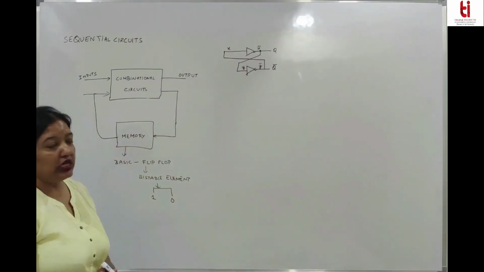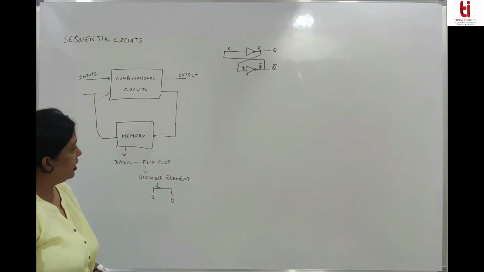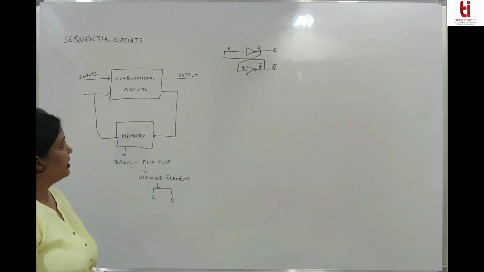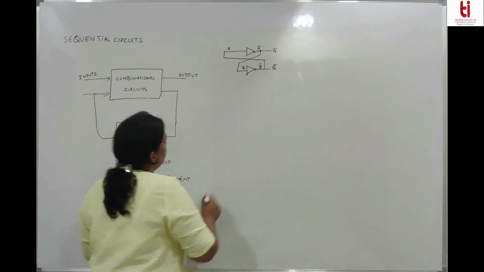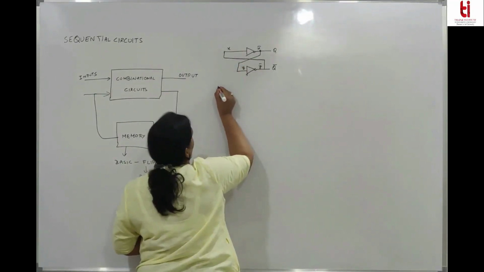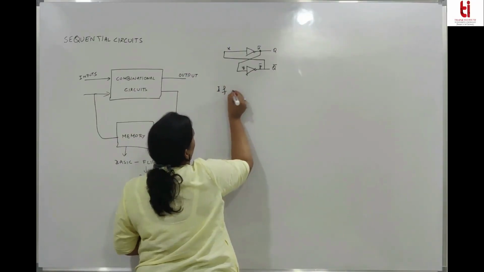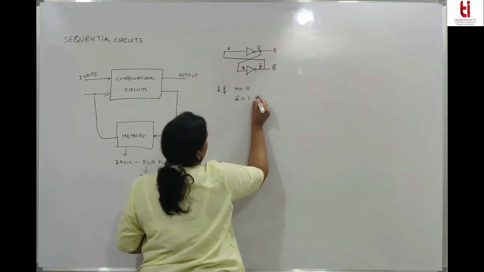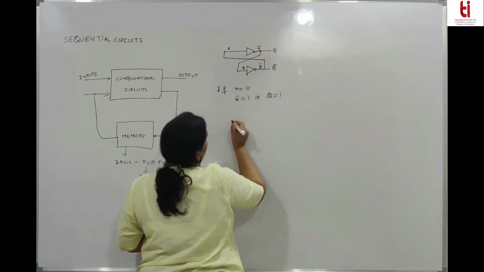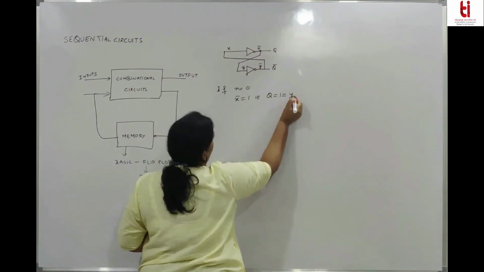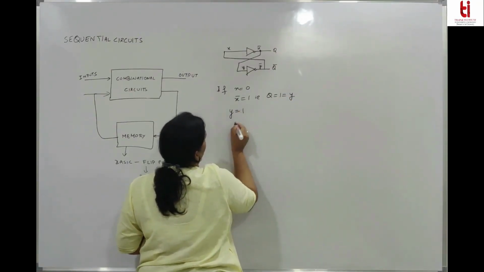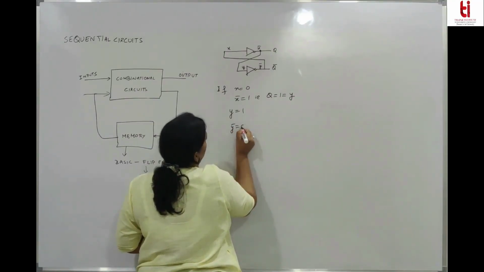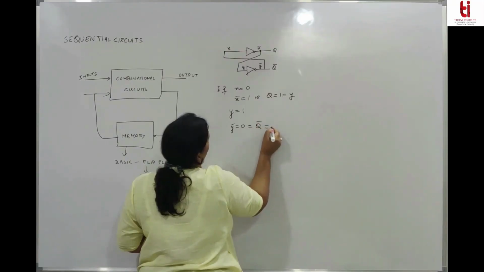Now there are two NOT gates which are connected in such a way that the output of one is given as an input to the other NOT gate, and the output of that is given as an input to the first one. So if you see here, if x is 0, then x bar will be 1, that is q is equal to 1, equal to y. And if y is equal to 1, then y bar is equal to 0, equal to q bar, equal to x.